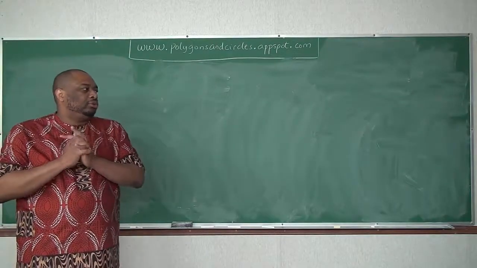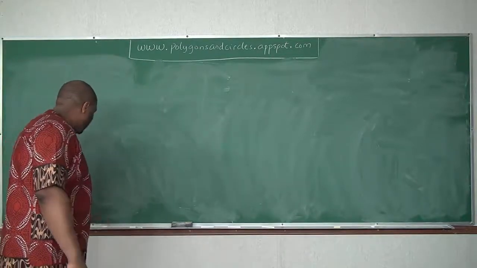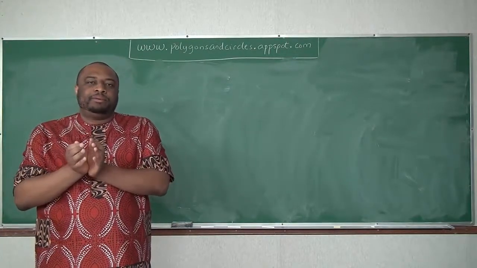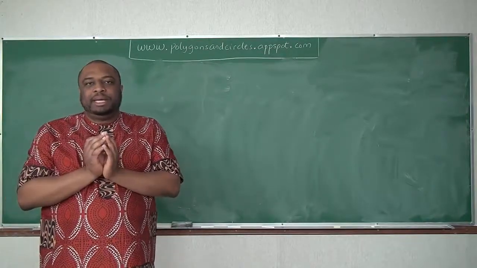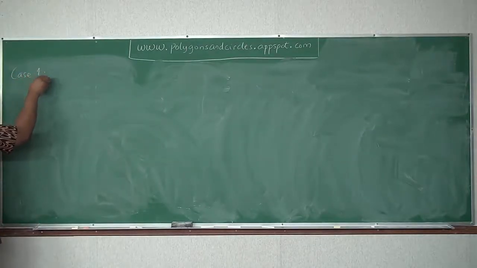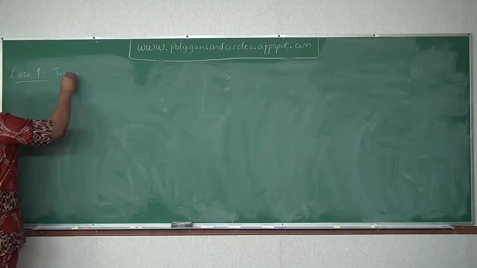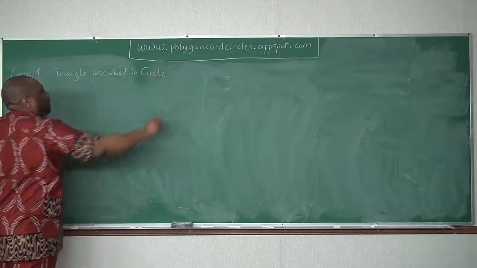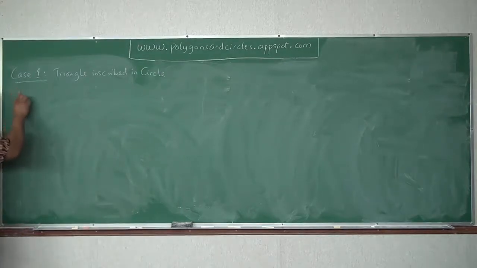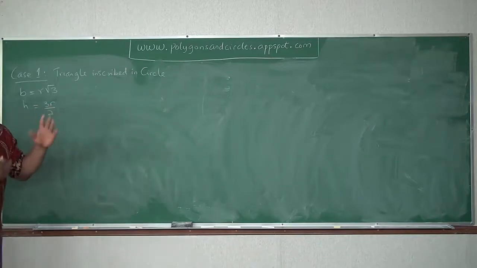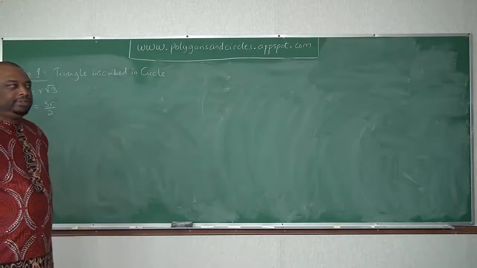The next thing we are going to do before we call it a night is express all these things in terms of R. So in case one that we did, triangle inscribed in circle, we saw that the base was R root 3 and h was 3R over 2. H is 3R over 2.